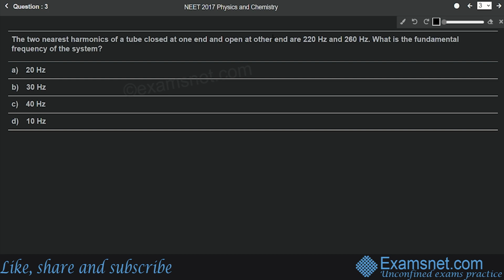Now question number 3 is from the chapter Wave Optics, and the question is: the two nearest harmonics of a tube closed at one end and open at the other end are 220 Hz and 260 Hz. What is the fundamental frequency of the system?